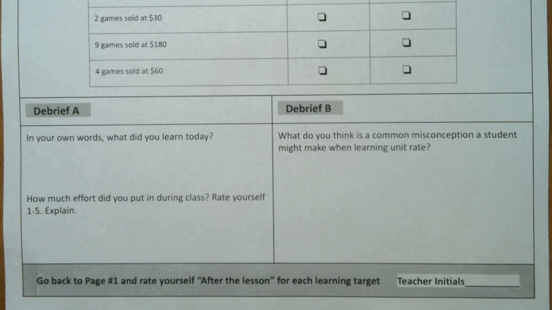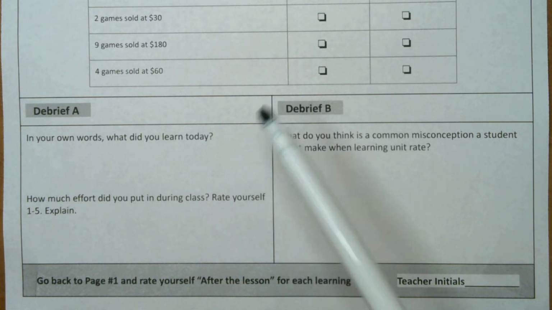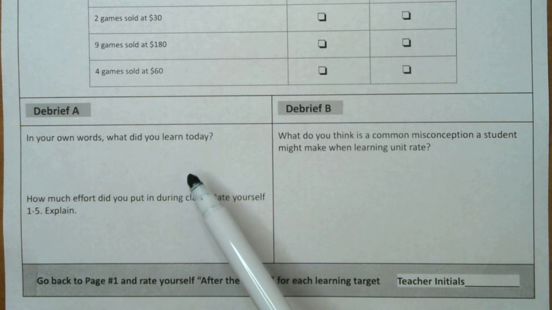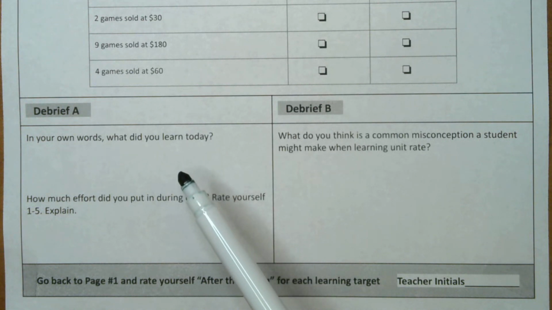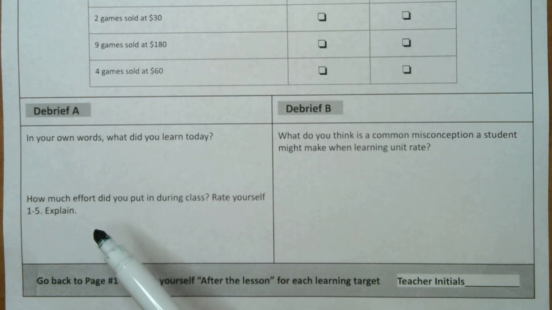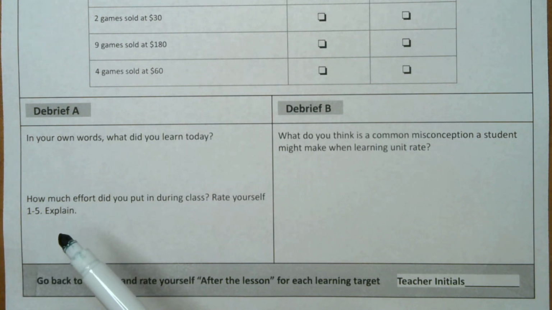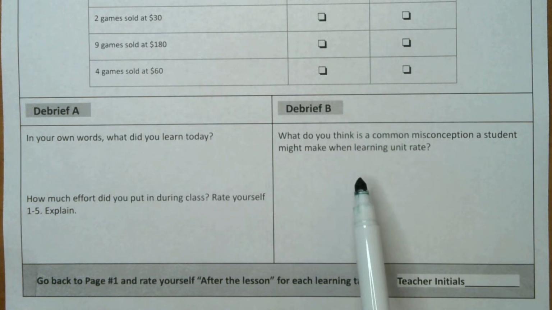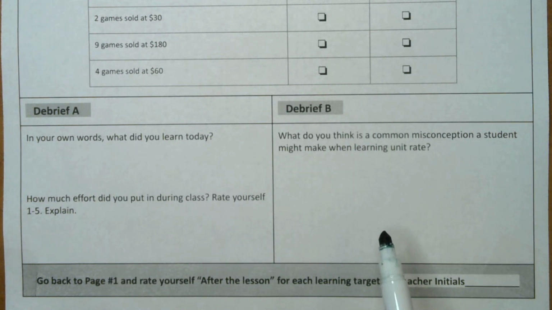To close out today's lesson, we're going to answer a couple debrief questions. The first one, take a minute and write, what did you learn today in your own words? Feel free to look back at pages you worked on, look back at our learning targets. Then, how much effort did you put in during class? 1 being the lowest, 5 being the highest, and explain. And then, what do you think is a common misconception or a common mistake that students might make when they're learning about unit rate or unit cost?